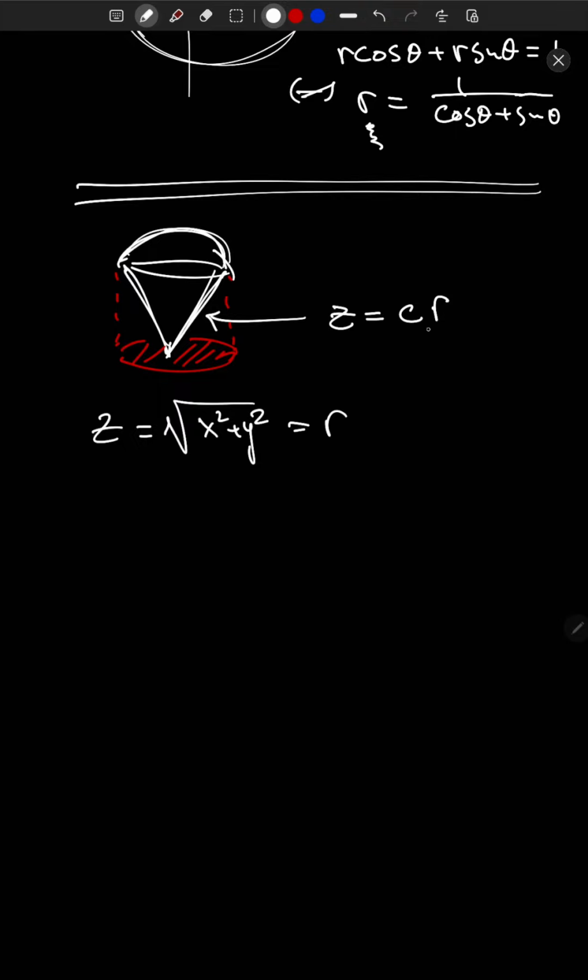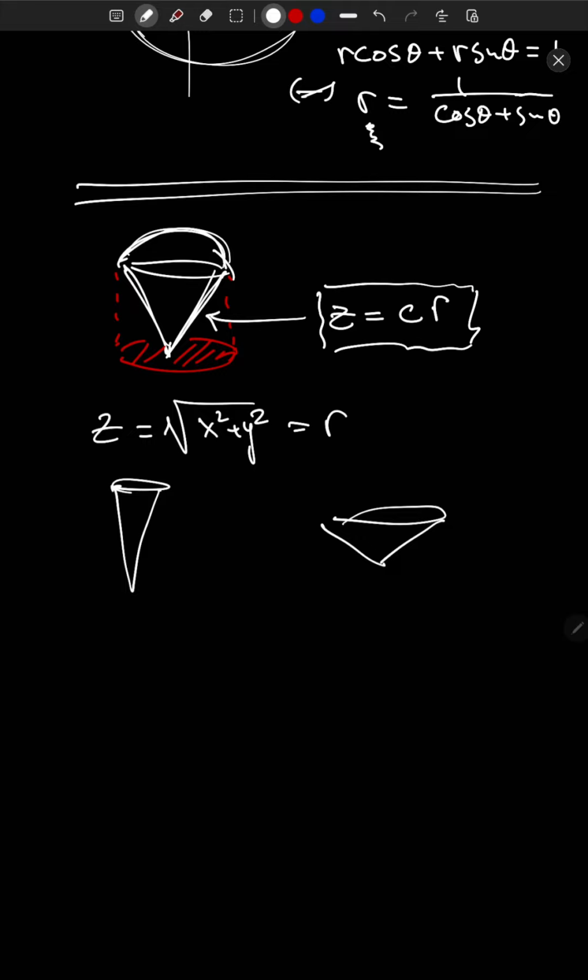And so if you put a constant in front of that r, you're going to get cones of different widths, right? So if z is equal to something big times r, z equals 100r, you're going to get a very sharp cone like this. And if z is equal to 1/10 r, you're going to get a very flat cone like this. Okay, so the equation for a cone is very simple in terms of polar or cylindrical coordinates.